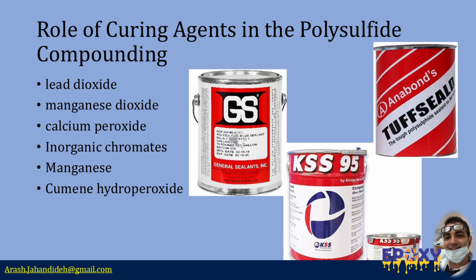For most two-part building sealants and casting compounds, a technical grade of lead dioxide is the curing agent of choice. To control the cure rate, stearic acid is added as a retarder within the curing paste, which typically consists of 50% lead dioxide, 45% plasticizer, and 5% stearic acid.